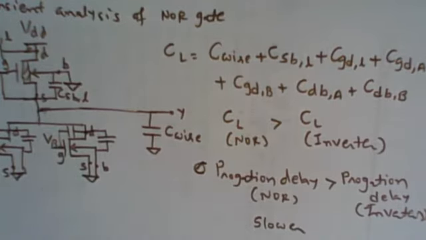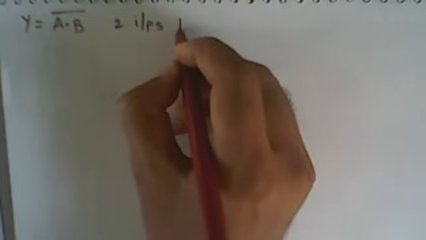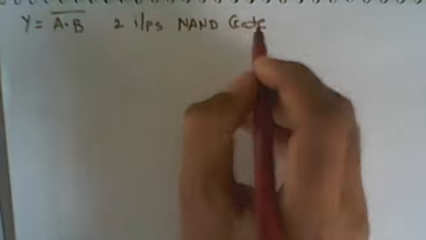Now the next combinational circuit is the two input NAND gate. So let me analyze one more combinational circuit, and it is A into B bar. This is A into B bar. It is nothing but the two input NAND gate, right? So let me analyze one more combinational circuit, A into B bar, a two input NAND gate with depletion load.